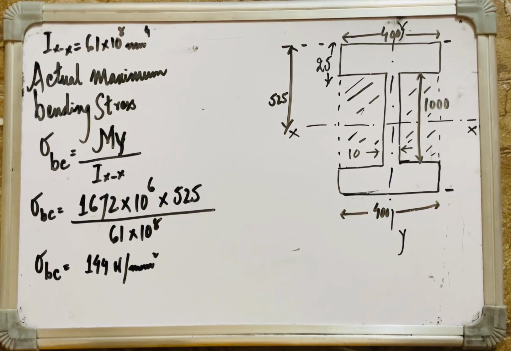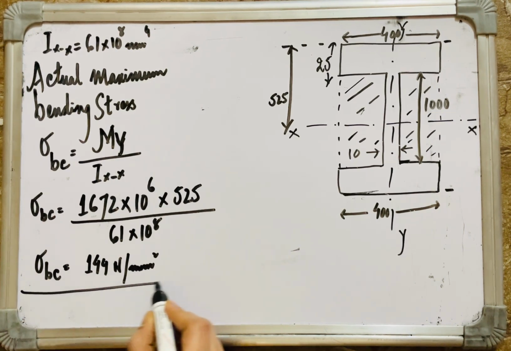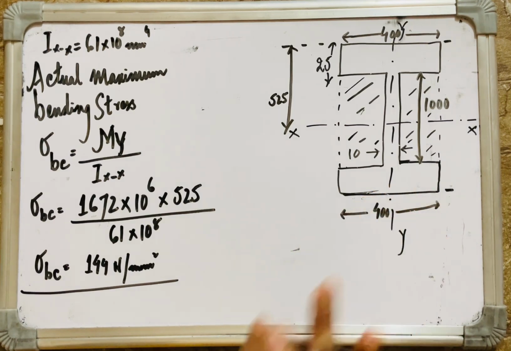All right, this is 144 Newton per mm square. This is the actual maximum bending stress that this plate girder, the trial section of the plate girder which we are taking for designing the cross girders of our steel truss bridge, will be carrying. Now the permissible bending stresses corresponding to the elastic critical stress, let me write it down first. This 144 Newton per mm square is the actual maximum bending stress.